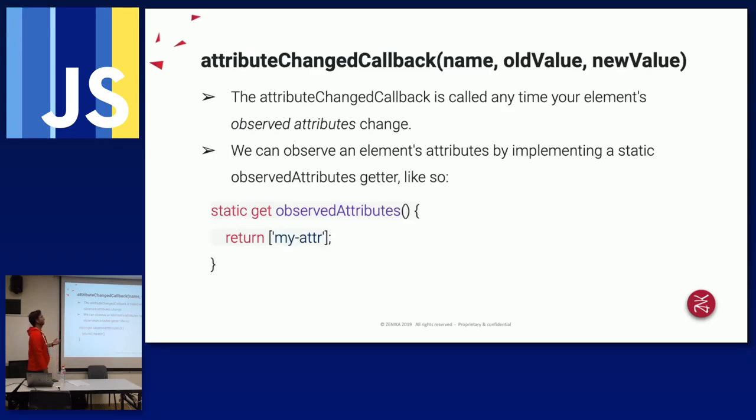Attribute change callback is called anytime your element's observed attribute changes. There is a static method provided in custom elements, observedAttributes, where you can define the variables or observables which are going to change in the future. These attributes can fire the attribute change callback lifecycle method every time. It has three parameters: name, old value, and new value. Name is the name of the attribute you have defined, old value is the previous value, and new value is the changed value of that particular element.